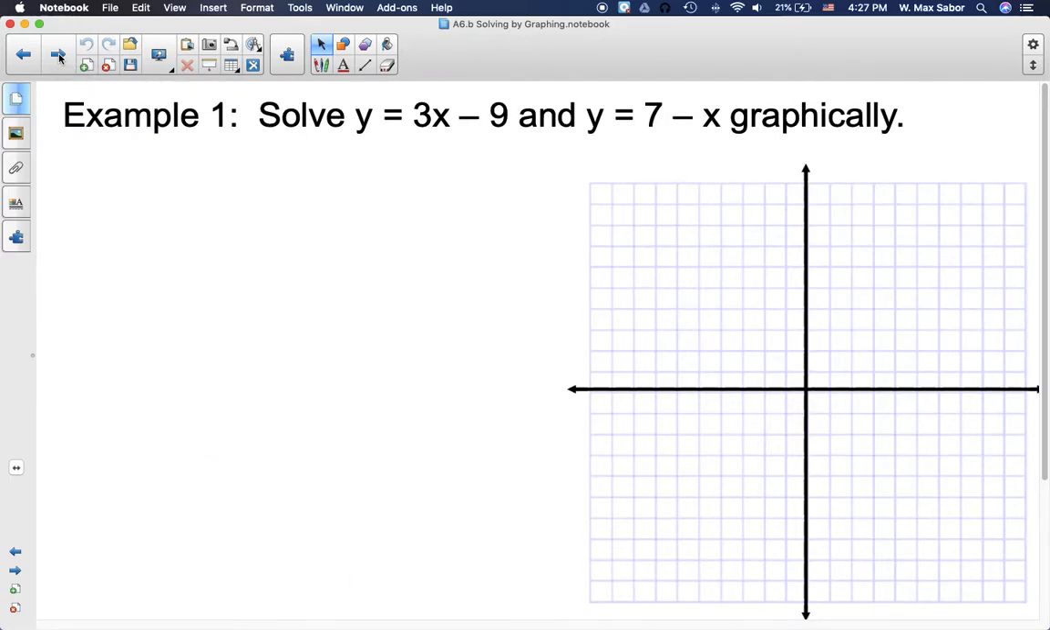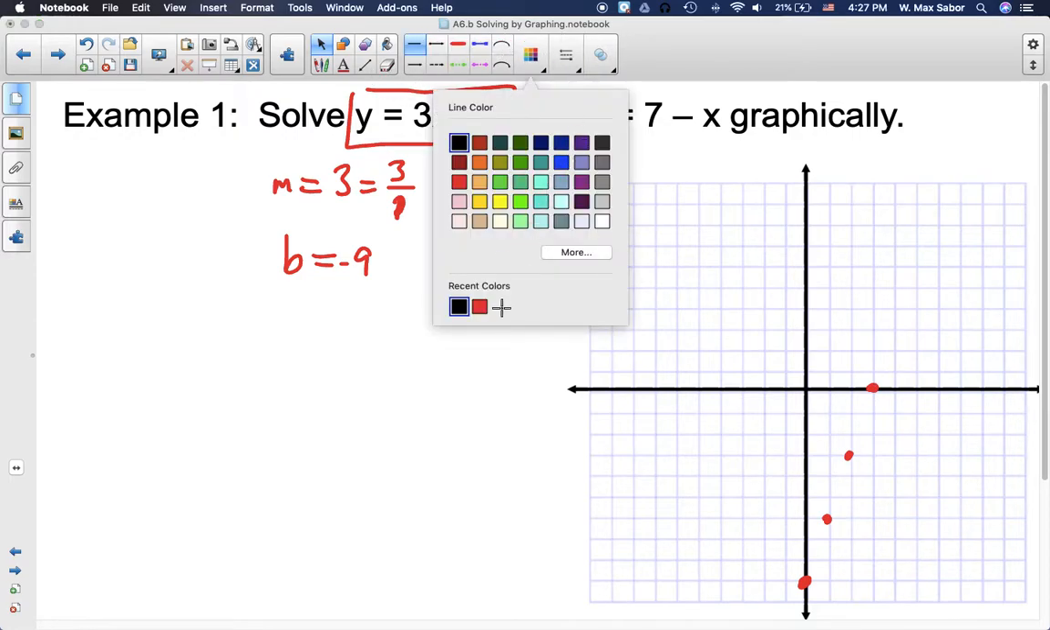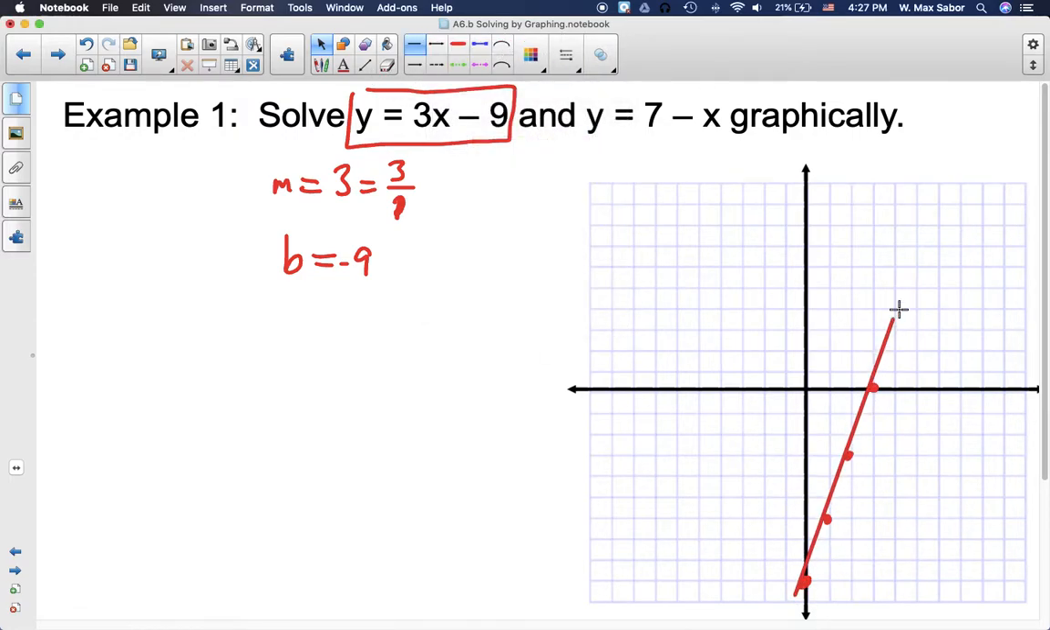So if we want to solve this system graphically, what we'll do is graph each of these equations and then find where they meet. So this has a slope of 3 and a y-intercept of -9. So we'll go to -9 and go up 3, right 1, up 3, right 1, up 3, right 1, and that will give us our line. So this is our graph.